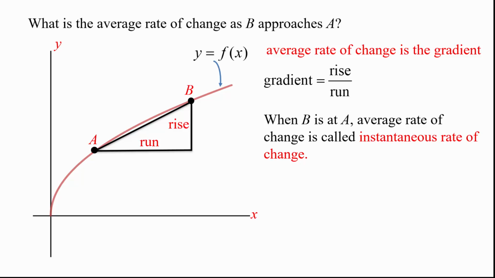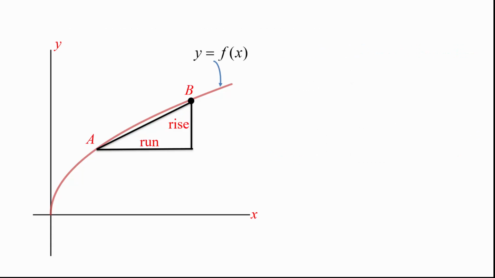Now as B approaches A, it is called the average rate of change, but as soon as B is in exactly the same position as A, then we call it the instantaneous rate of change. We can obtain an expression for evaluating the instantaneous rate of change.